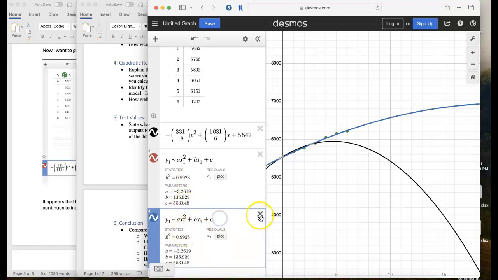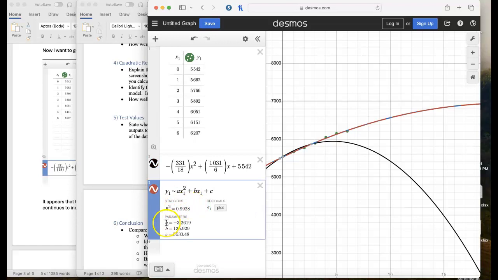Just to make sure you know how to read this, these are your values for a, b, and c. So when I go and plug this in, it will be y equals this number, x squared, plus bx plus c. And notice your c again is really close to the original intercept that we were given in our chart. Really close to 5542. Not exactly, but still pretty close.